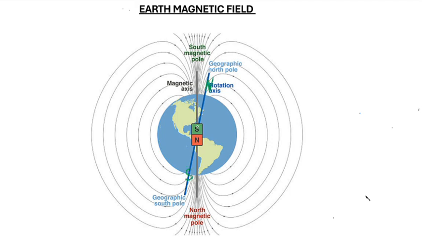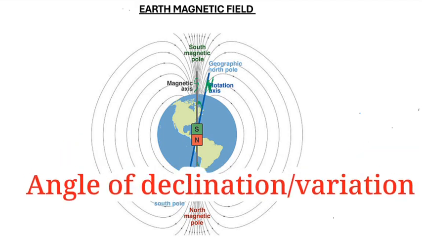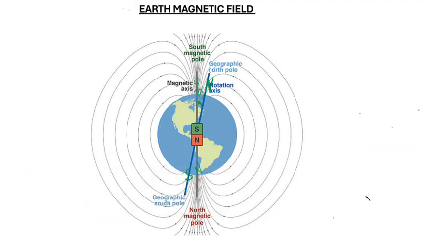Our magnetic South Pole is the one up here, and our magnetic North is down here, because we know that unlike poles attract while like poles repel. So unlike poles, South and North, attract each other. That's why South is up and North is down. The angle between the geographic North Pole and the magnetic South Pole is what we mean by angle of inclination. It varies and increases with time, but not rapidly.